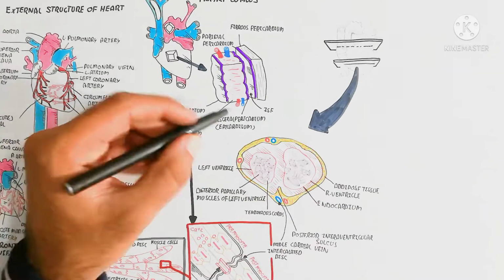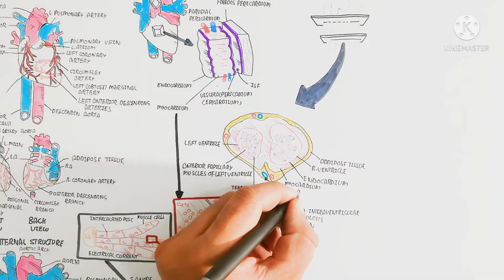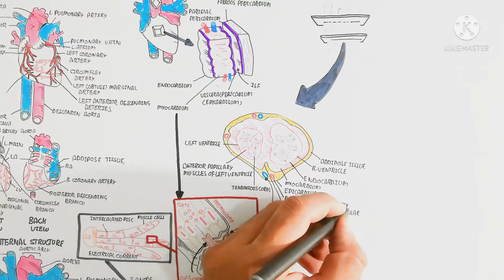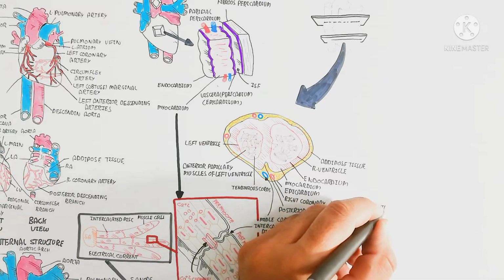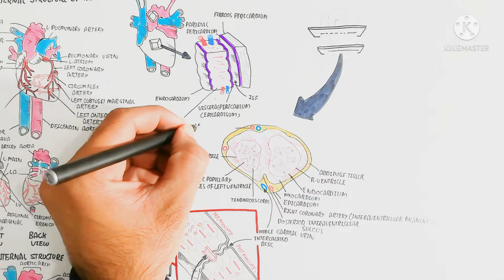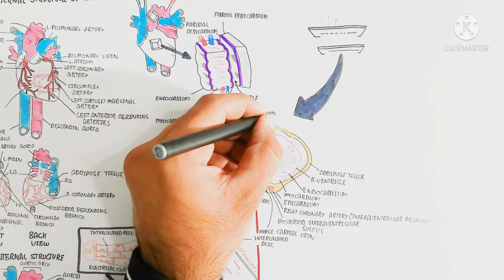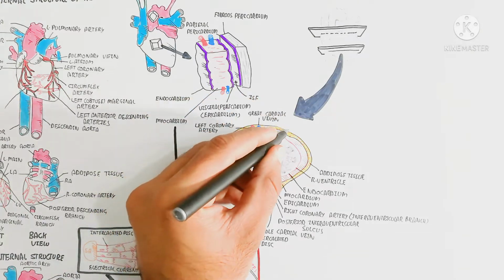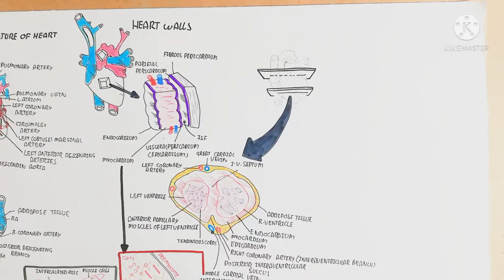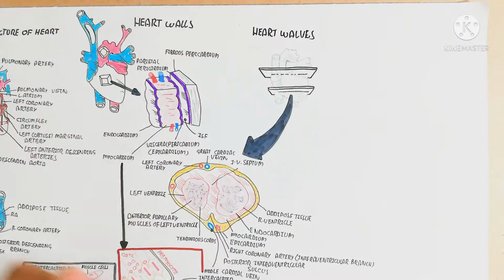The important thing is, this is the endocardium, which is the innermost layer of the heart, this is the myocardium, and this is the epicardium. The myocardium contains cardiac muscle, and here is the right coronary artery. This is the interventricular branch. Here the interventricular septum is present, which separates both ventricles.